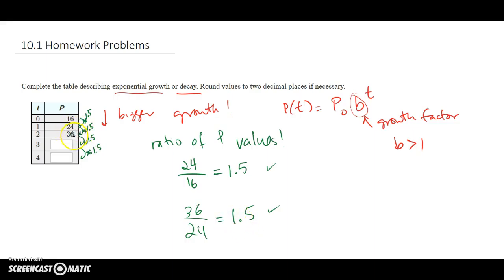Remember we said the next one over from where you are currently, so if I'm currently at 16, the next one would be 24, 24 divided by 16. So the growth factor in this case, b, is 1.5, and each time to get to the next one, I just multiply by 1.5. So I took 36 and I multiplied it by 1.5, it spit out 54. Then I took 54 and I multiplied it by 1.5 and it spit out 81.